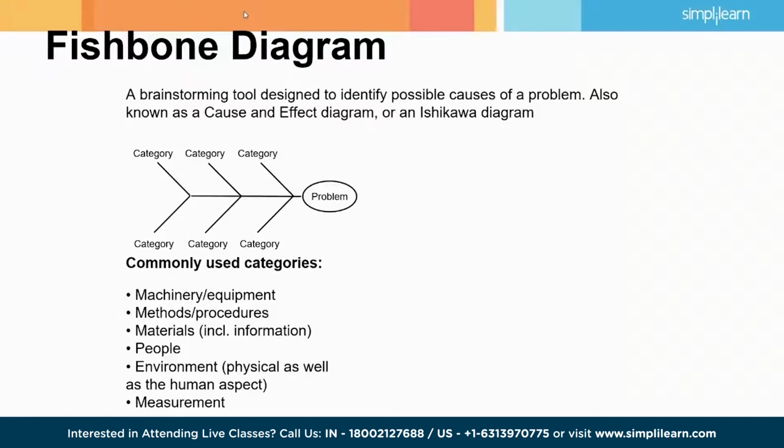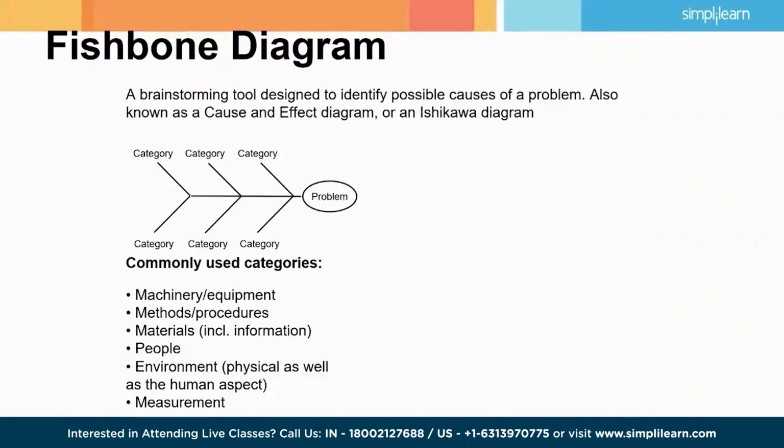The fishbone diagram is a brainstorming tool designed to identify possible causes of a problem. It's also known as a cause and effect diagram or an Ishikawa diagram. So what you can do is, as you can see on the slide, just show on the screen what the problem is and start looking for the different causes, the different root causes.